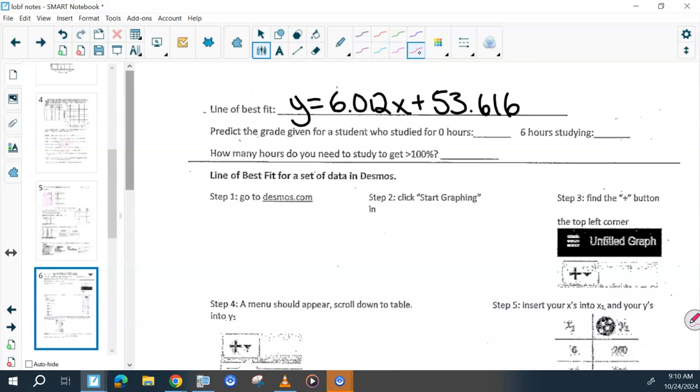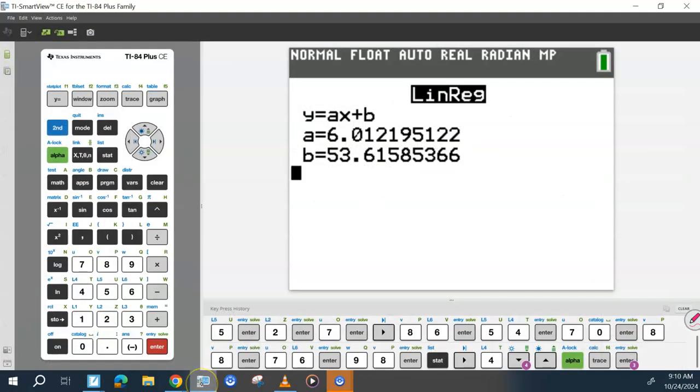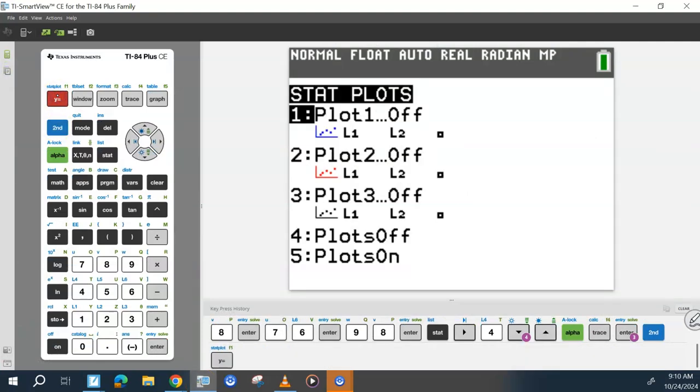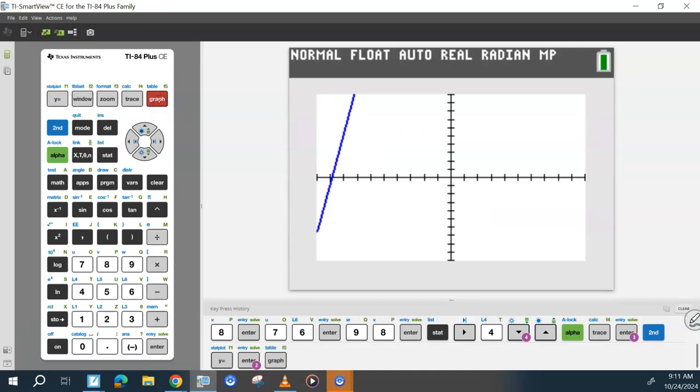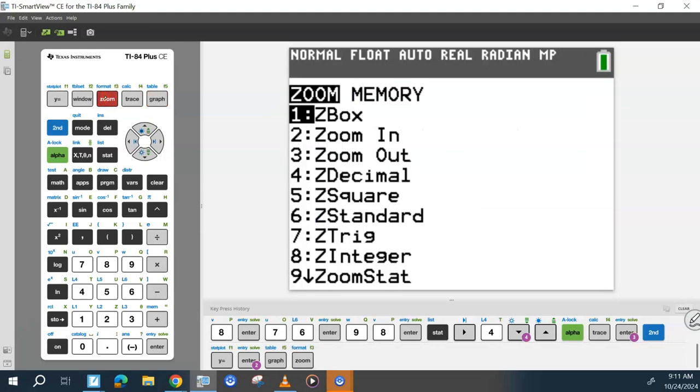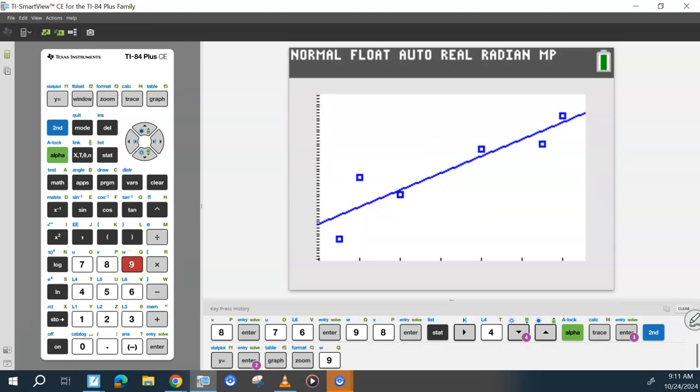So I'll show you what this looks like on the calculator, but I don't want you to do this so you don't get confused. Just watch for a second. This is the line we just found with the data that was already in there, and I can see that this line is surrounded by these points, so it best fits this data.